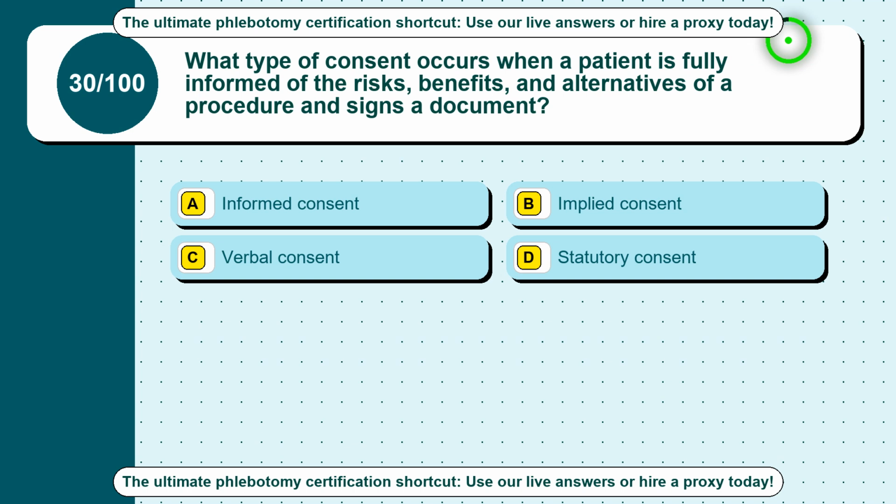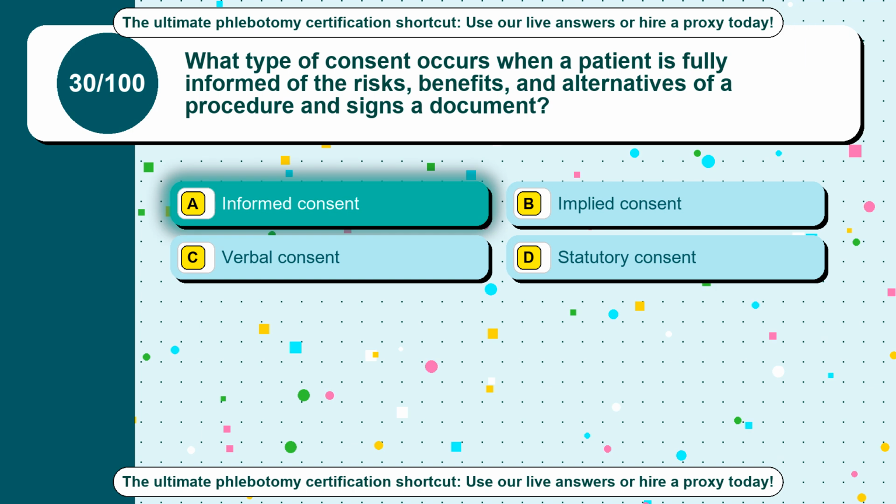Question 30. What type of consent occurs when a patient is fully informed of the risks, benefits, and alternatives of a procedure and signs a document? Option A. Informed consent. Option B. Implied consent. Option C. Verbal consent. Option D. Statutory consent. The correct answer is option A.